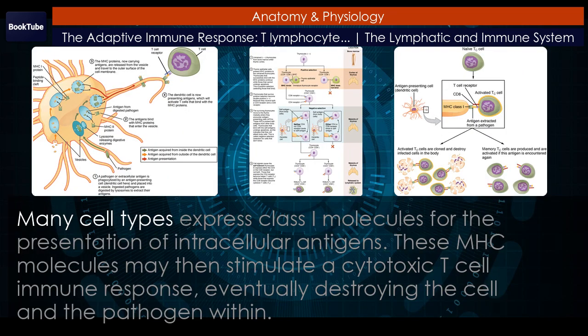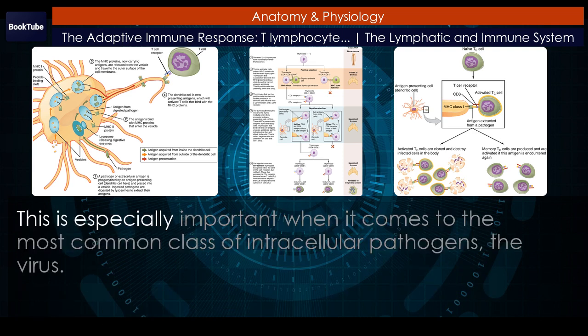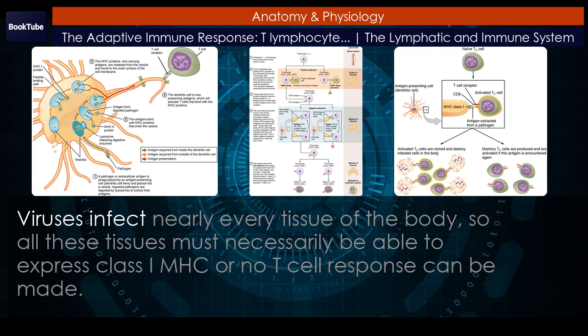Many cell types express class I molecules for the presentation of intracellular antigens. These MHC molecules may then stimulate a cytotoxic T-cell immune response, eventually destroying the cell and the pathogen within. This is especially important when it comes to the most common class of intracellular pathogens, the virus. Viruses infect nearly every tissue of the body, so all these tissues must necessarily be able to express class I MHC or no T-cell response can be made.